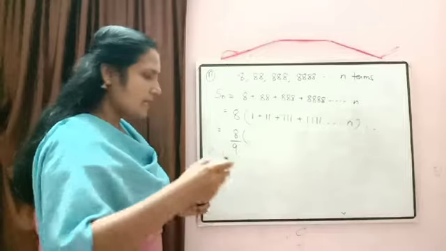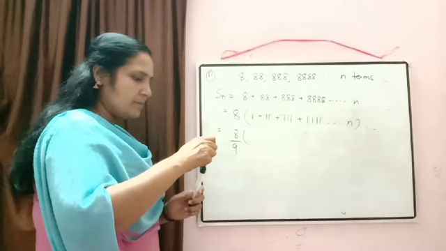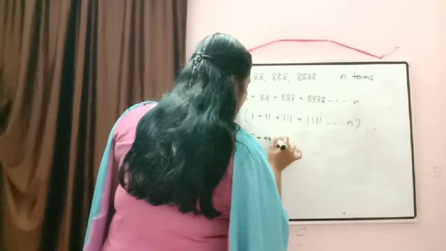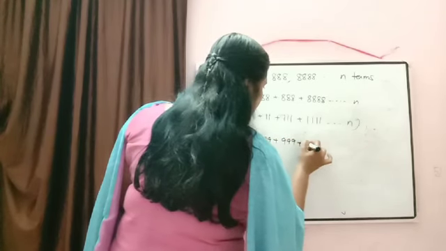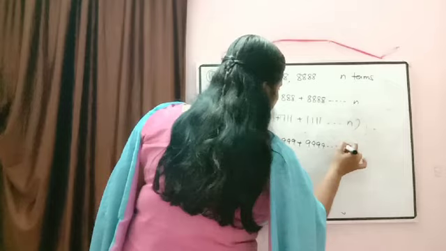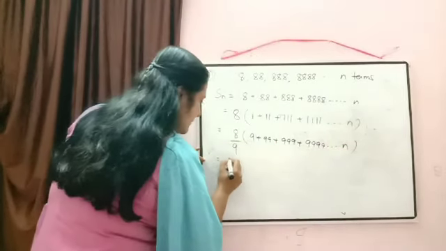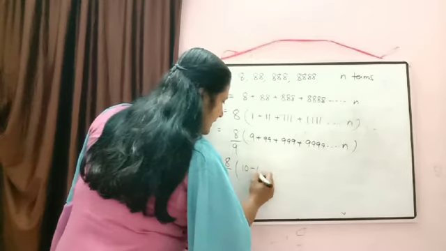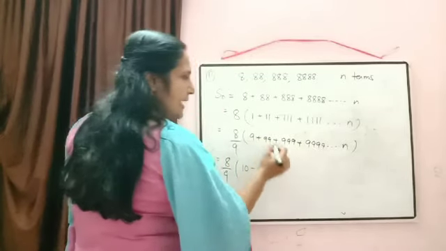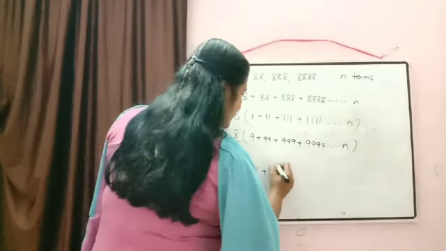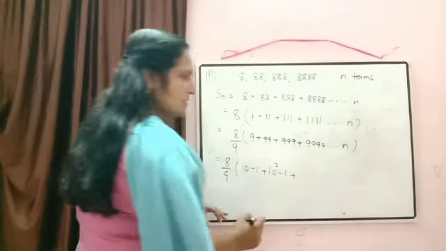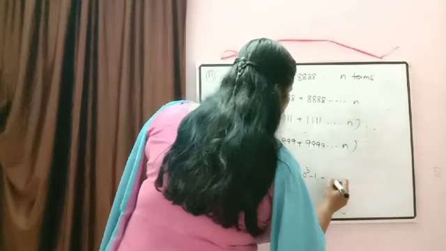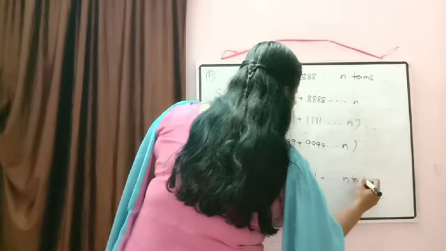So inside the bracket it will be 9 plus 99 plus 999 plus 9999 etc. up to n terms, with 8 by 9 as it is. Now 9 can be written as 10 minus 1, 99 can be written as 100 minus 1, meaning 10 square minus 1, 999 can be written as 10 cube minus 1, etc. up to n terms.